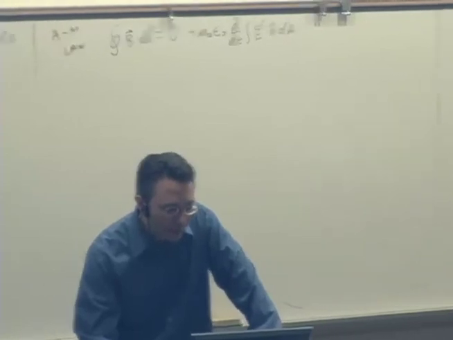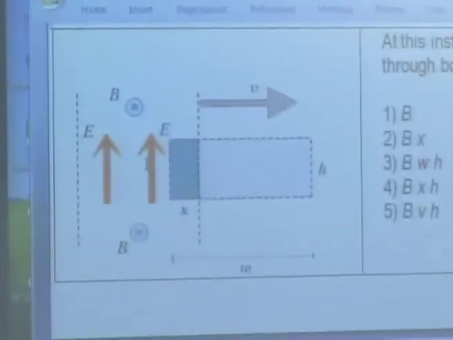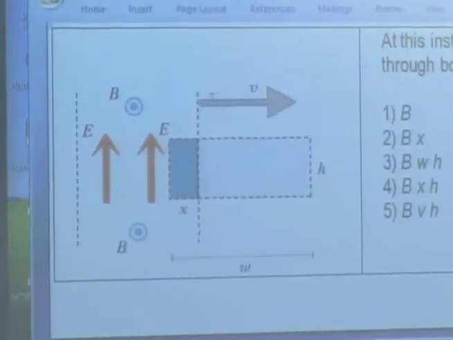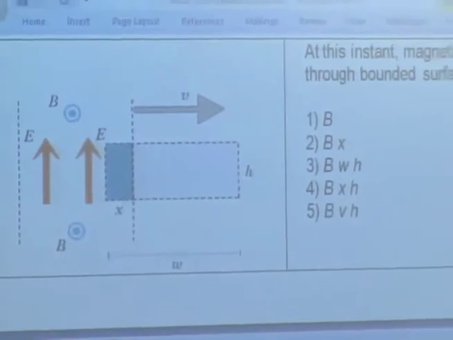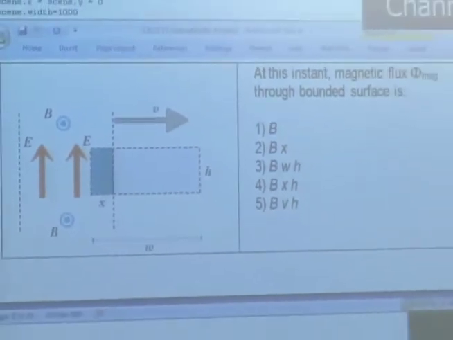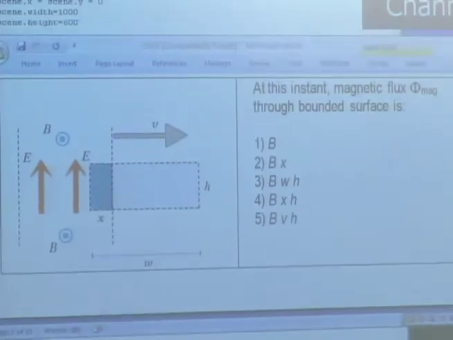So here's our slab of field. Here's the magnetic field pointing out towards us. Here's the electric field pointing up. And the whole thing is moving again to the right with speed v. The loop has a width w and a height h. And the amount that's inside the non-zero field region is x. Okay? At this instant, what's the magnetic flux through the loop, through the bounded surface?